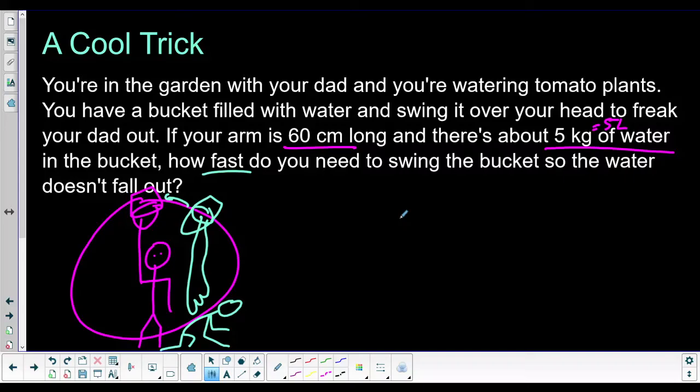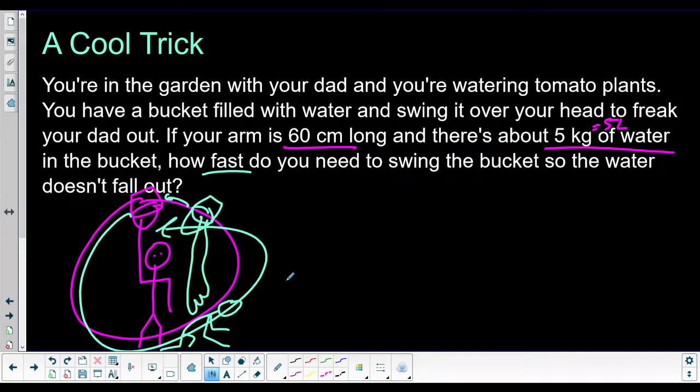Okay, so if we swing it too slow, the water falls out. Conversely, if you swing it too fast, your dad's not going to get irritated because the water is not even close to falling out, right? You could whip this thing around really fast, and then it feels really heavy. It yanks on your arm really hard, and the water doesn't fall out, and it's plastered to the bottom of the bucket, right?